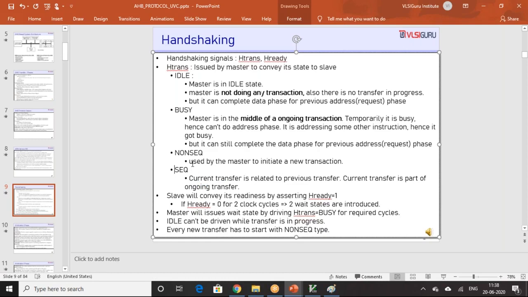What does sequential mean? Through non-sequential, you said that it is the first transfer. Sequential means the current transfer is related to the previous transfer. The current transfer is part of the ongoing transfer. Whatever transaction is happening, I am doing this transfer as part of the ongoing transaction only.